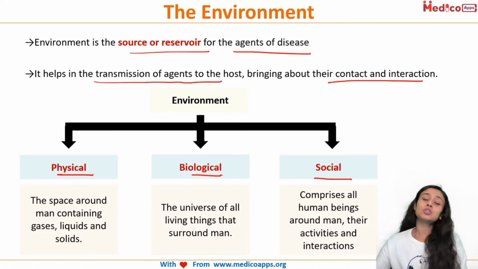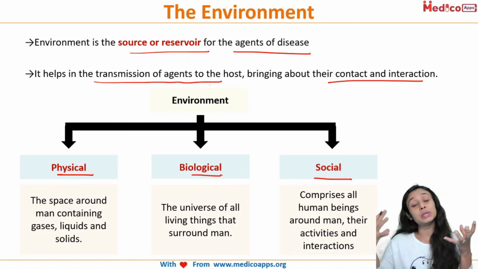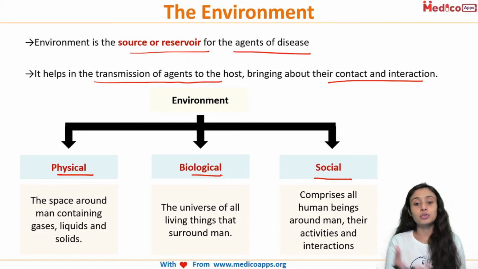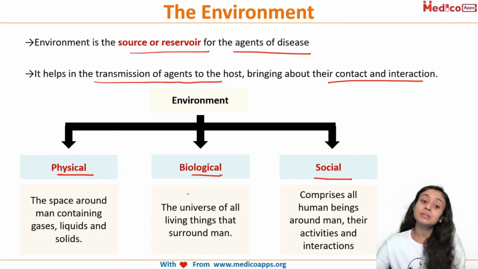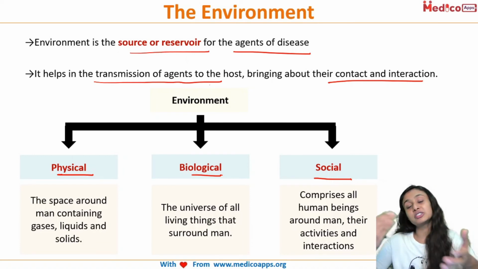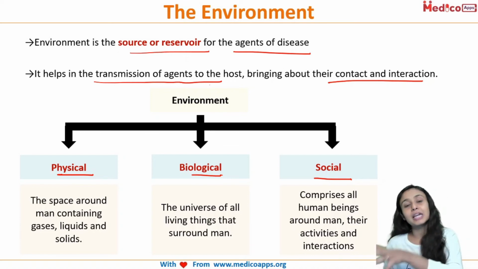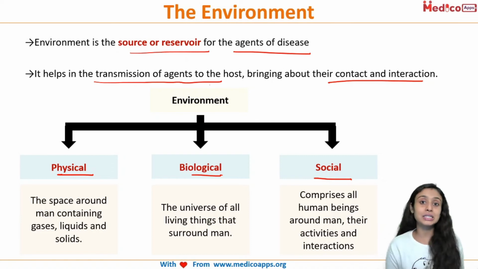And then you have biological. Biological is all the living things which surround us. It could be the viruses, organisms, animals, insects. For example, it could be malaria. Malaria is transmitted through mosquitoes, which are a biological environment surrounding us. Again, COVID started because of bats. COVID is a virus which was initially transmitted from bats to human beings. So it is a biological environment which tends to affect us.